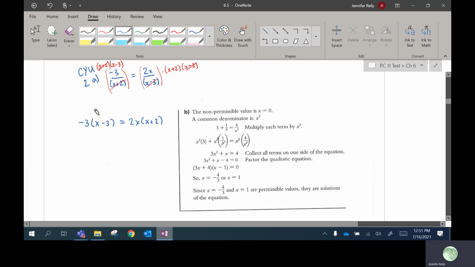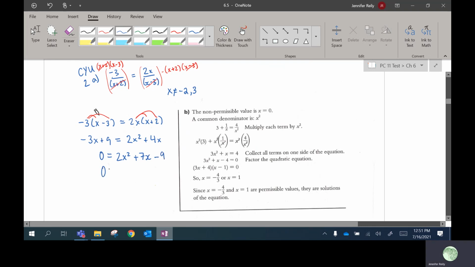Okay. I should write my non-permissible values before I go too far ahead of myself. X cannot equal negative 2 or 3. We'll have to check that our answers aren't one of those non-permissible values in the end. Okay, so I'm going to expand this out now. I have negative 3x plus 9. And this one would be 2x squared plus 4x. This is a quadratic equation, so we need to solve by factoring if we can. Move all the terms to one side. So I'll have 2x squared plus 7x minus 9 equals 0.